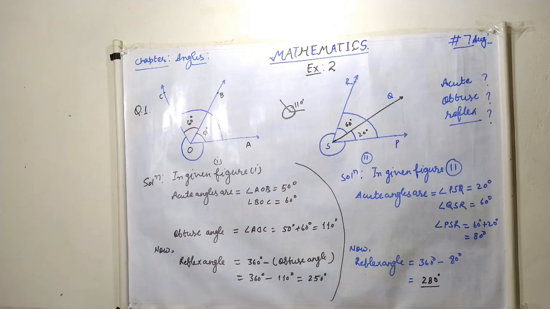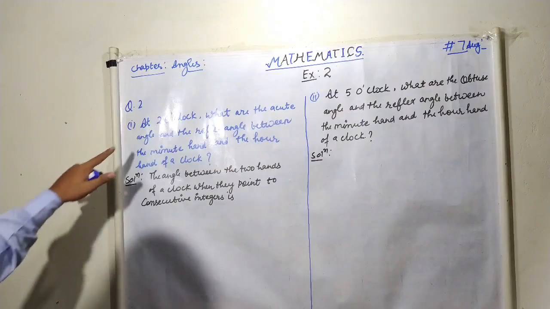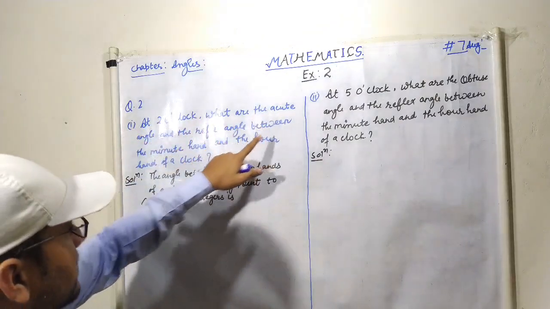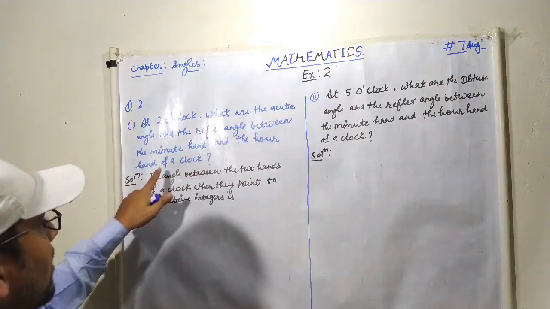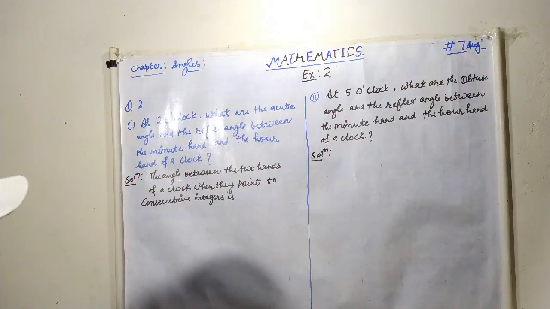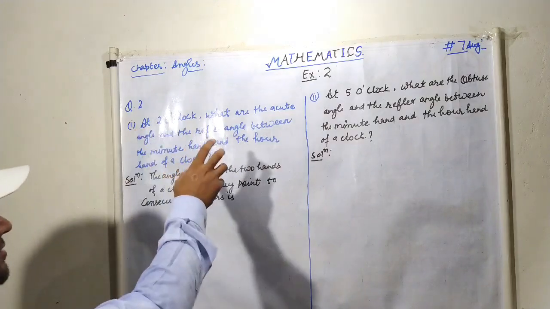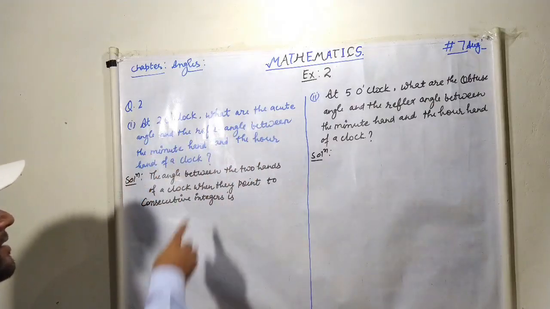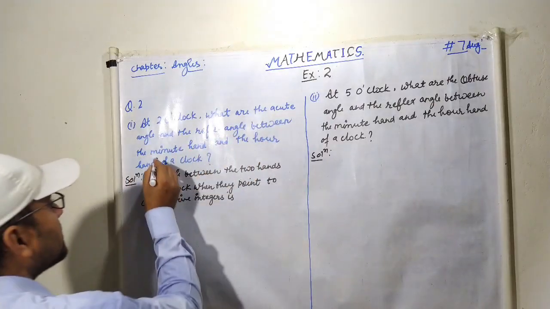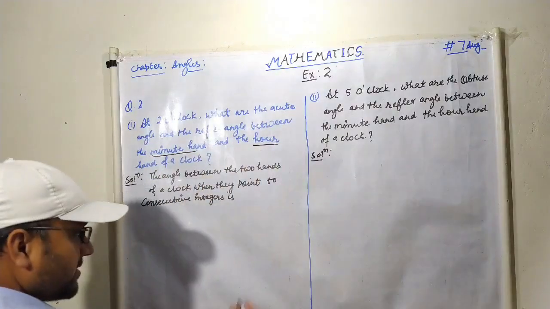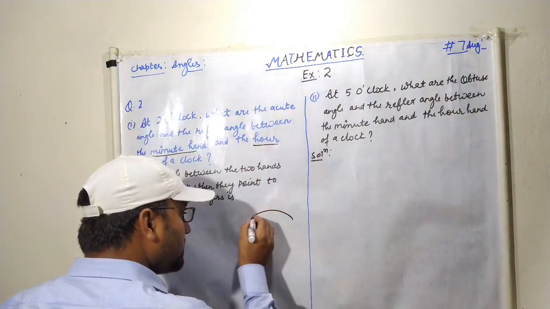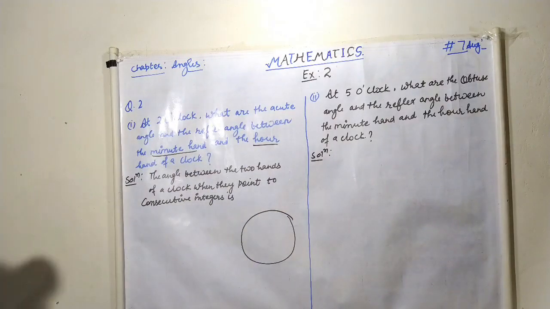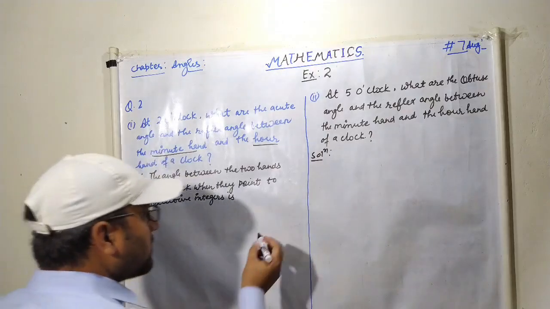Now question number two of your exercise, angles. At 2 o'clock, what are the acute angle and the reflex angle between the minute hand and the hour hand of a clock? Okay, very important. At 2 o'clock, what are the acute angle and the reflex angle between the minute hand and the hour hand? Very important. See this one, I have taken a clock. I will show you this.